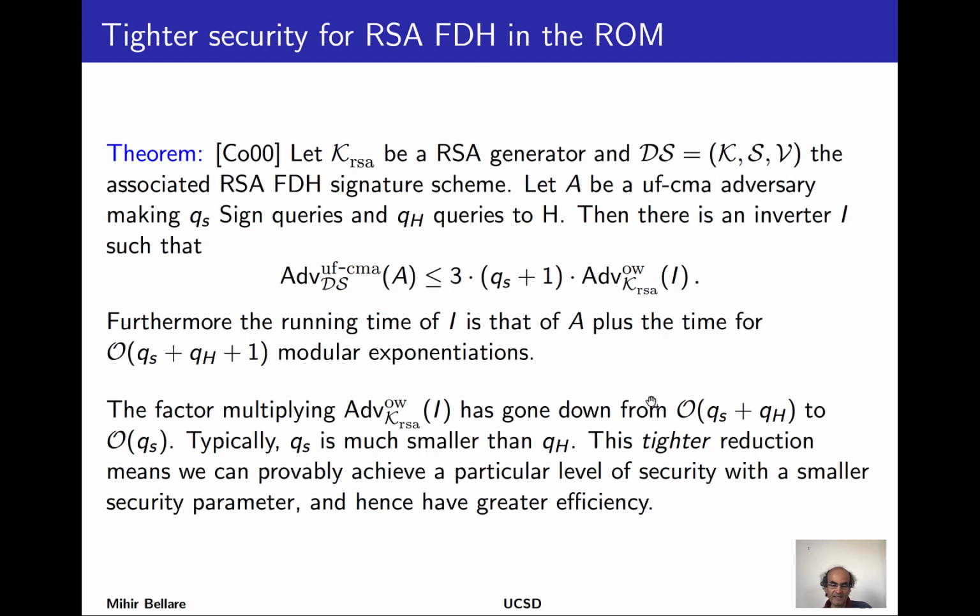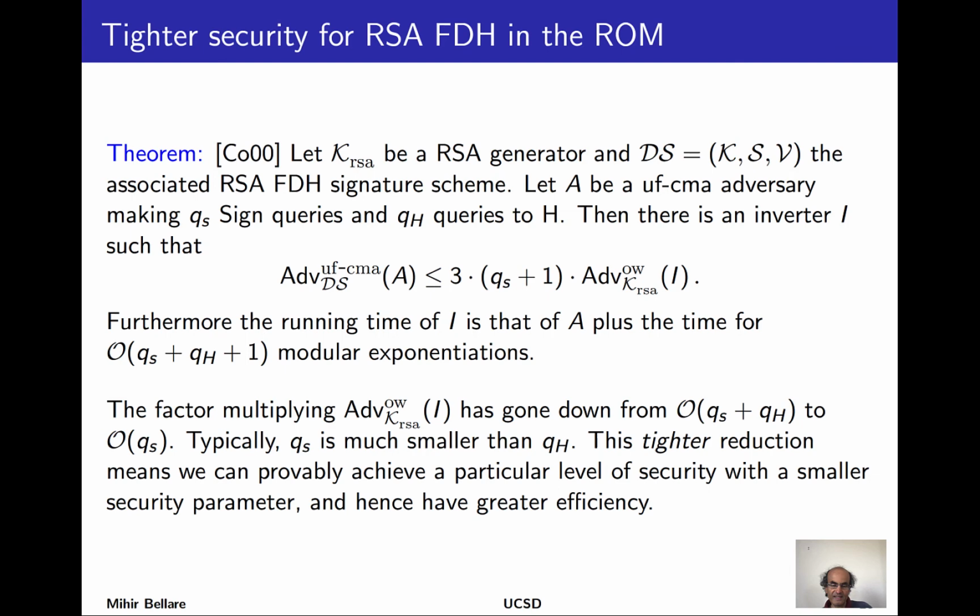And in particular, if you want to achieve a particular level of security, for example, 128 bits, then the size of the RSA modulus you need to do that, which is called the security parameter associated with the generator, is smaller if you use this theorem to justify and compute your choices than if you use the prior one. The benefit of having a smaller security parameter is actually efficiency, because the operations in the scheme are modular exponentiations which take time cubic in the security parameter. The smaller the security parameter, the faster you are going to sign and verify.